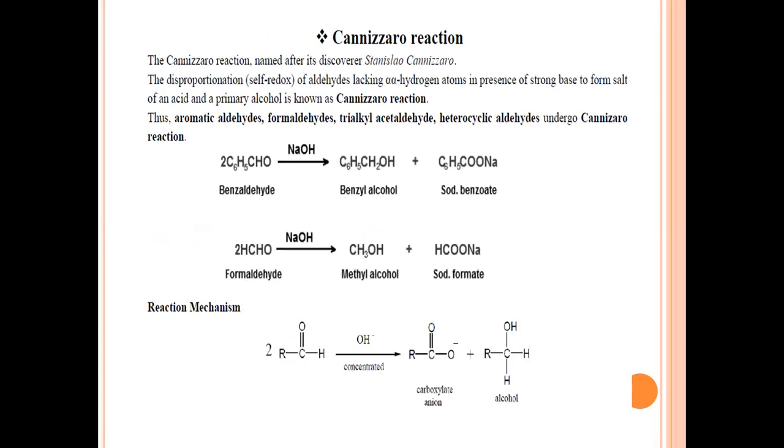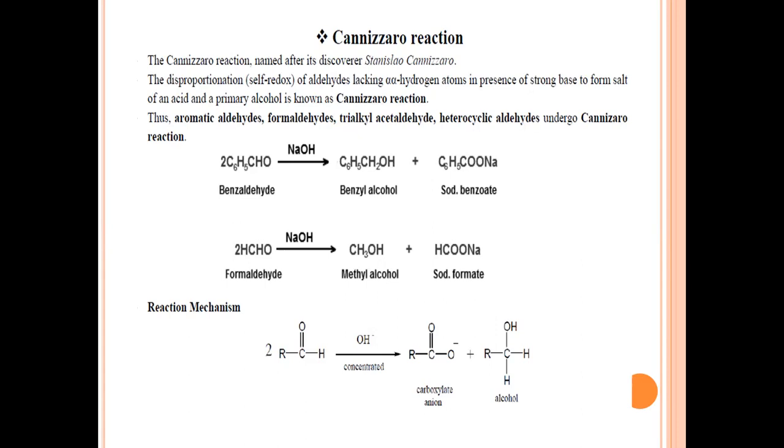Now the next reaction is the Cannizzaro reaction. The Cannizzaro reaction is named after its discoverer, Stanislao Cannizzaro. He was the first to discover this reaction, that is Stanislao Cannizzaro.